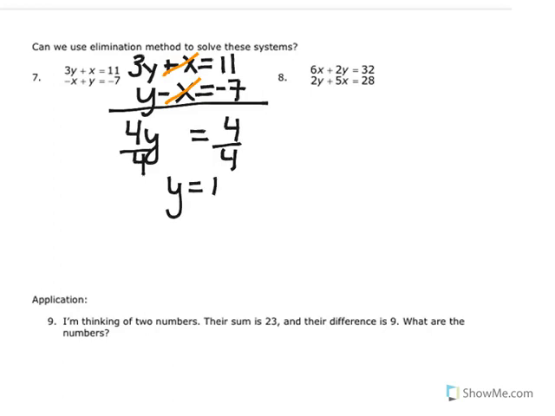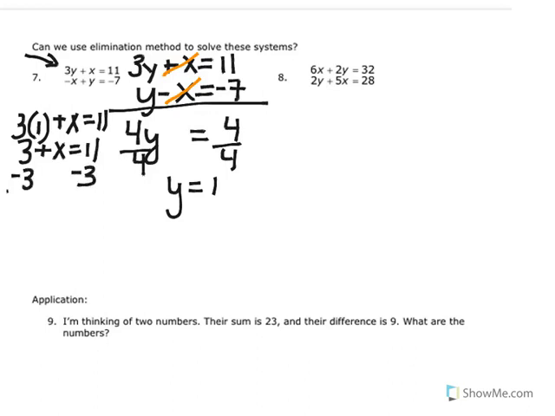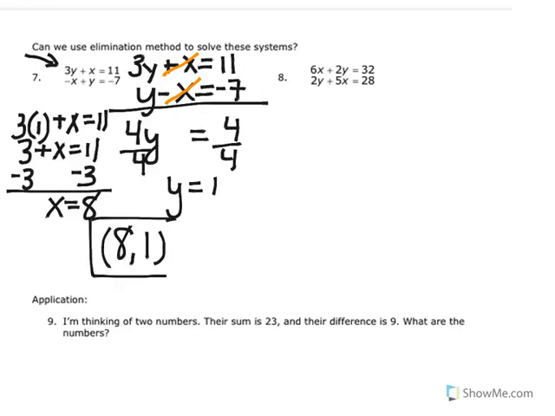Now that I know y equals 1, we can plug that into one of the other equations. I'm going to put it in for the first equation. 3 times 1 plus x equals 11. So it's 3 plus x equals 11. Subtract 3, and we get x equals 8. And there we've solved our system of equations. It's 8 comma 1 is our solution, and we did that using elimination.